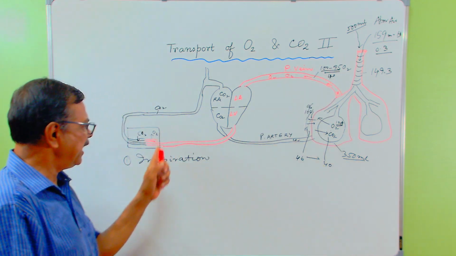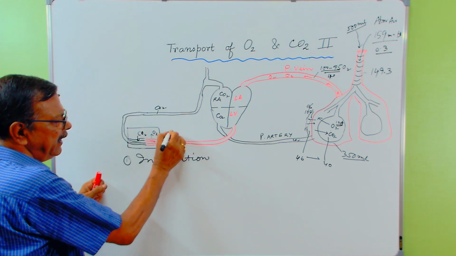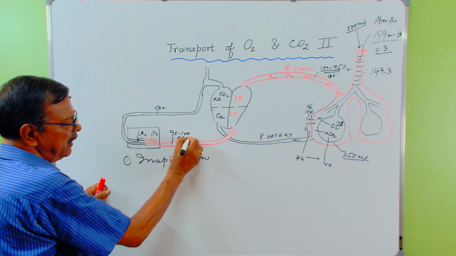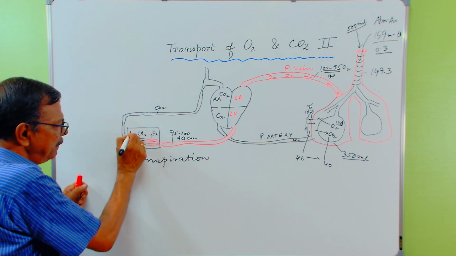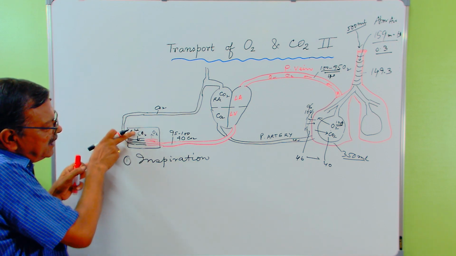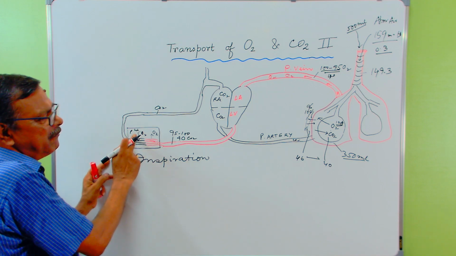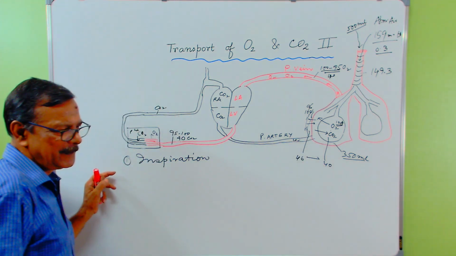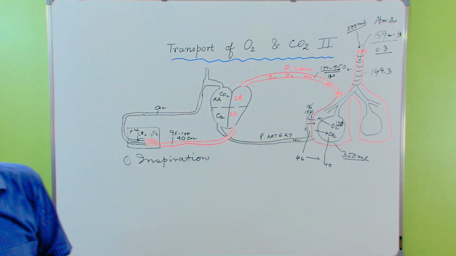Clear? Now here you see, oxygen is 95 or 100 and carbon dioxide is 40. Here PCO2 is 46. So these 46 and 40, in order to reach an equilibrium, will become 40. Then it comes down here, it is 40. Clear? In this way, the exchange takes place.